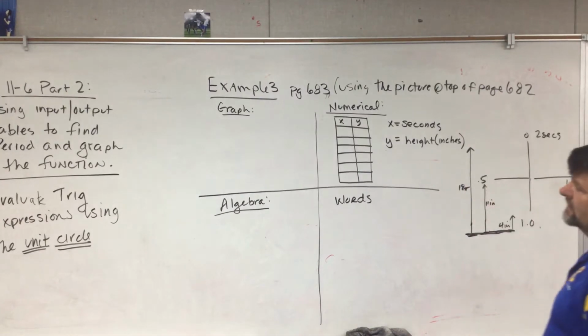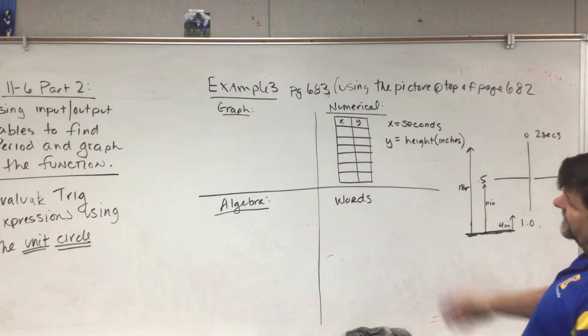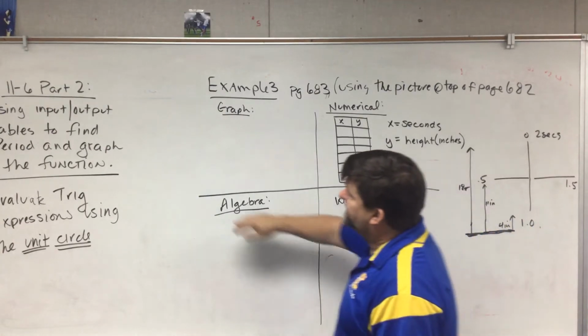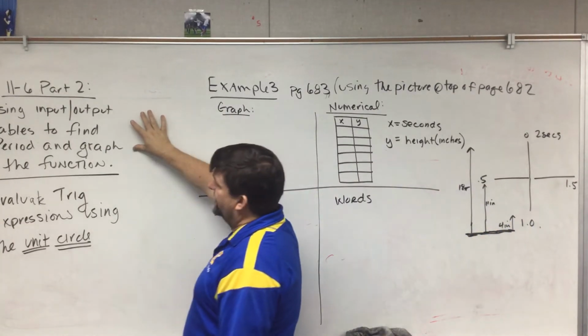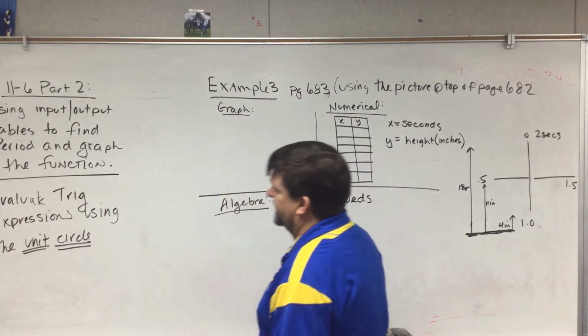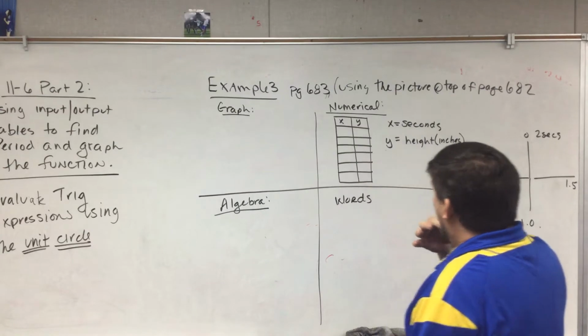So we're getting into a little bit more graphing than we have. We're going to use some of the stuff from the first part of 11.6, and we're going to use input-output tables to find the period and the graph of the function. And then at the very end, I'm going to show you how to evaluate trig expressions using the unit circle.